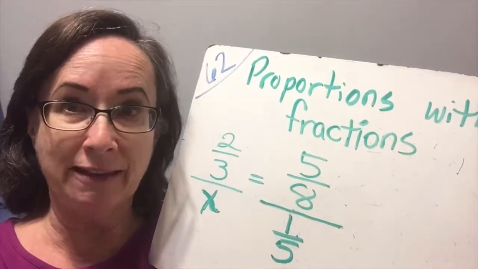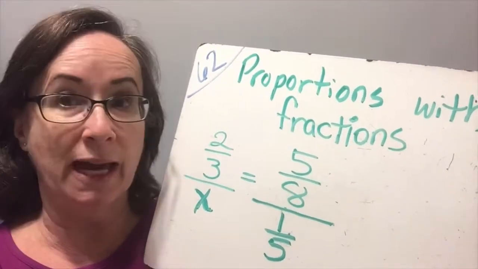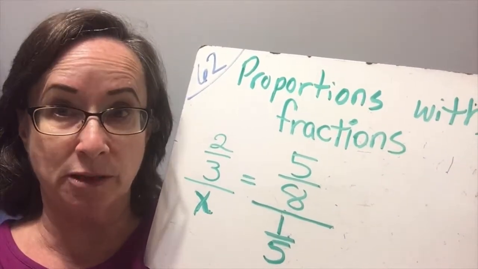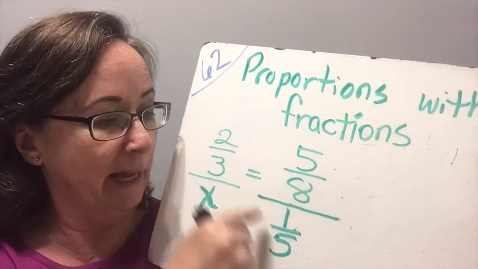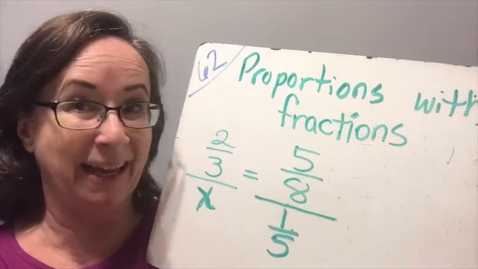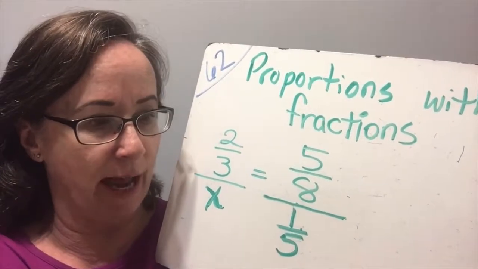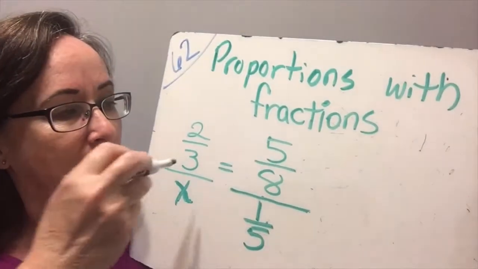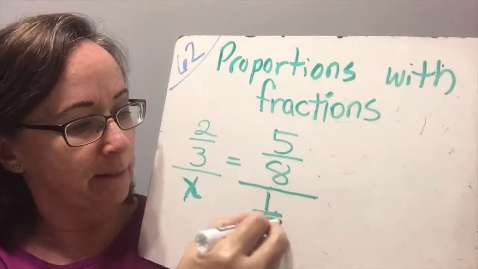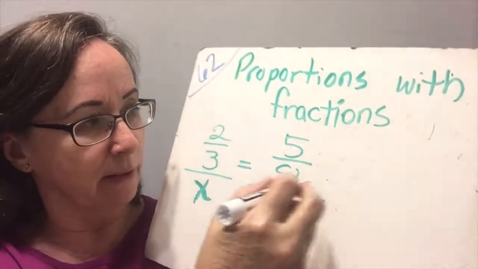So the method that we used before when we had a proportion was to cross multiply. We multiplied this way and then we multiply this way. And with fractions, it is no different. So we're just going to start out and we're going to cross multiply. So we take the 2/3 times the 1/3.